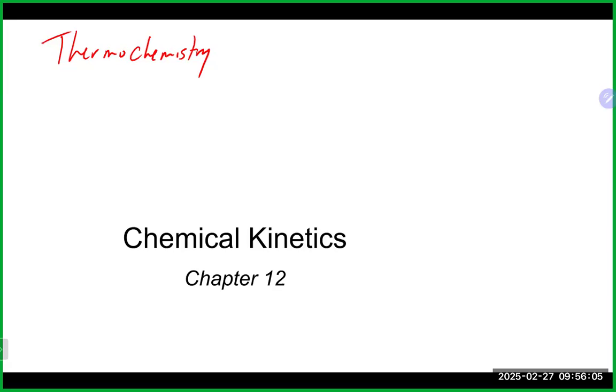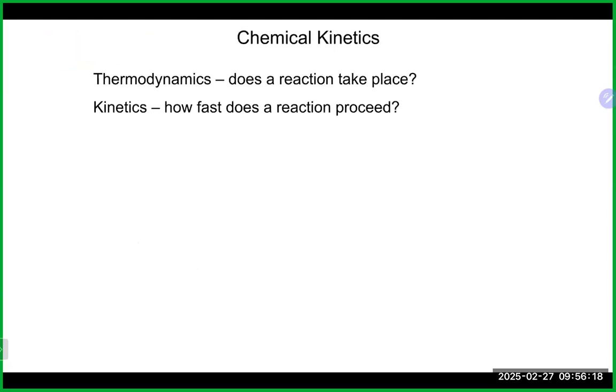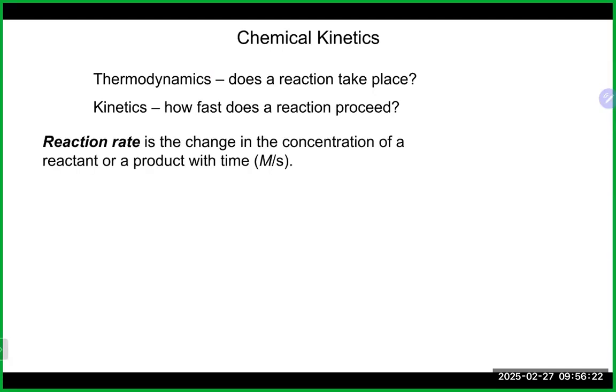It could take place really fast. It could take place really, really slow. It could take place anywhere in between. What helps us understand how fast or slow a reaction takes place is actually the kinetics, which we're going to talk about in this chapter. So kinetics deals with how fast the reaction takes place.